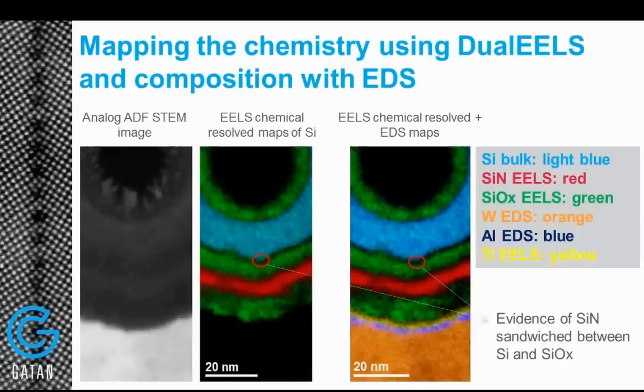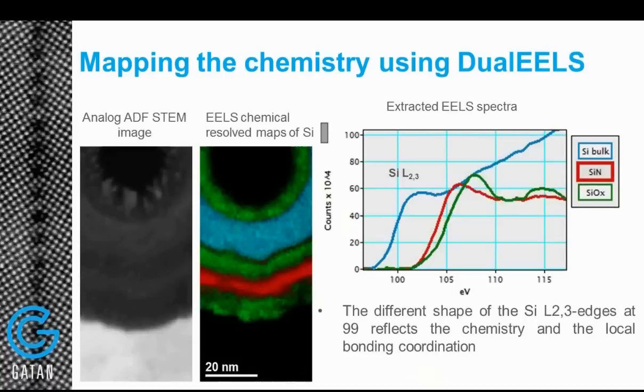Yeah, this is a good question. First of all, you want to look at the shape of the EELS spectra. We know the chemical shift, so we know the shape for each phase. Even though we don't have great energy resolution, about 1.7 eV, this is still good enough to see the different shapes. You can clearly see the difference from bulk silicon. This is at 99 eV.